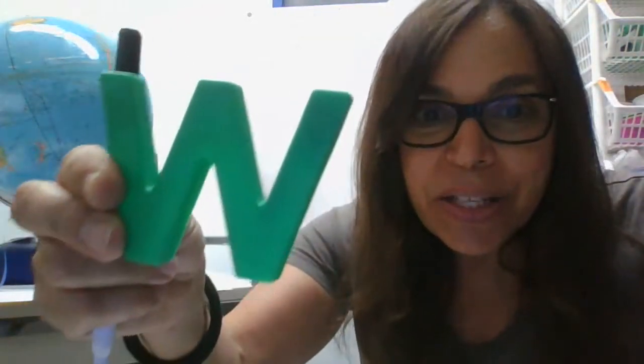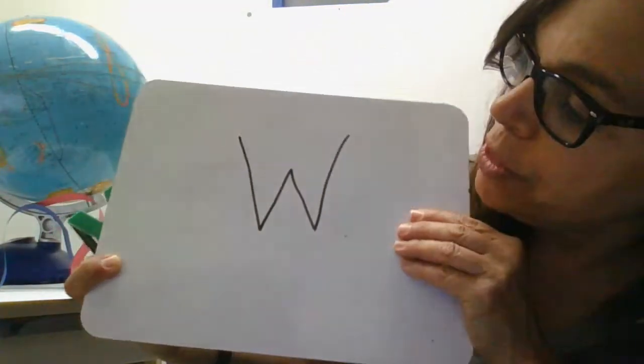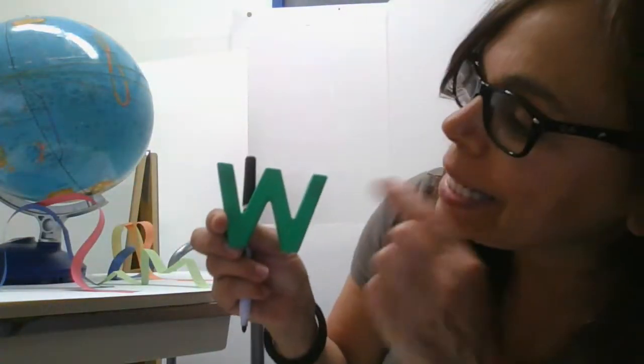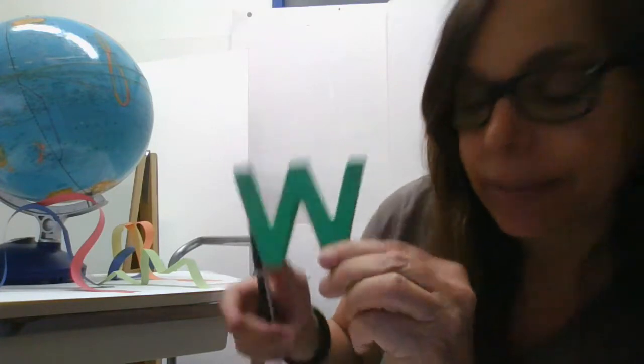So this is three-dimensional. This is two-dimensional. Two-dimensional means I could see it, but I cannot feel it. Three-dimensional means I can see it and feel it.